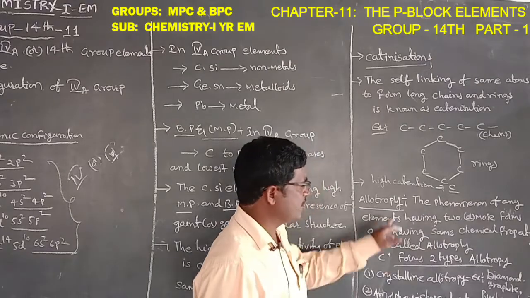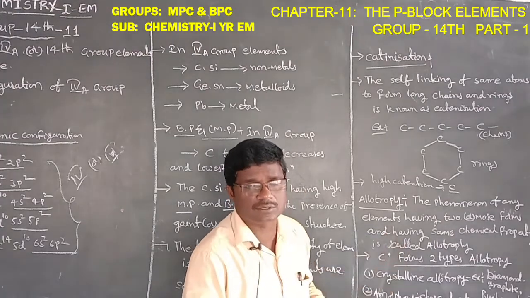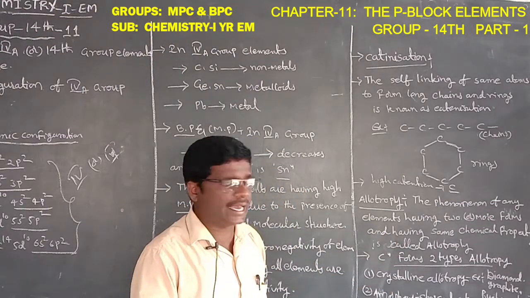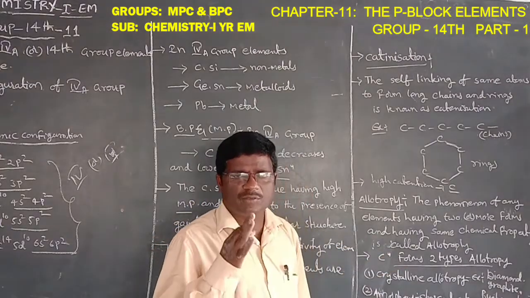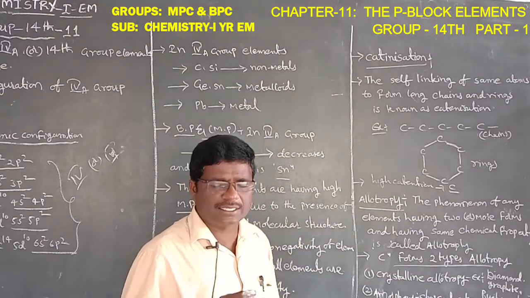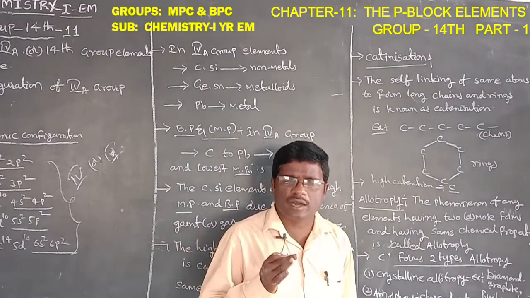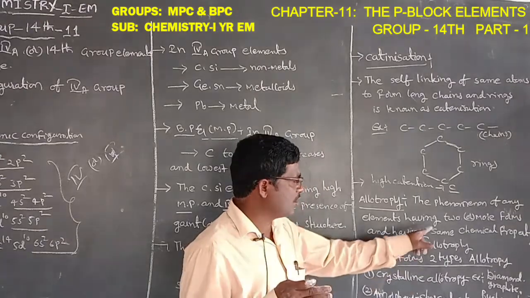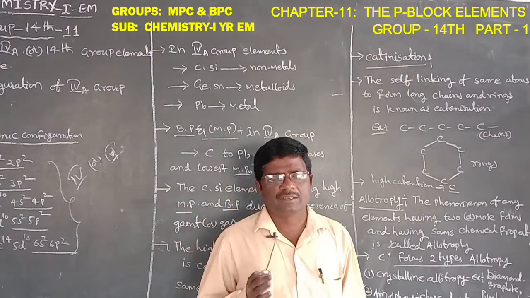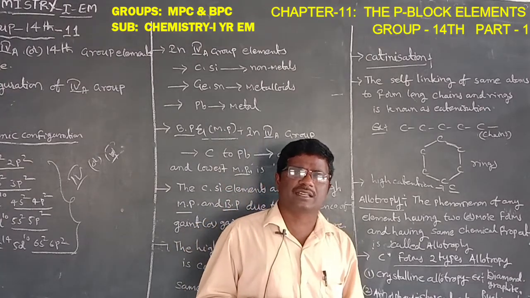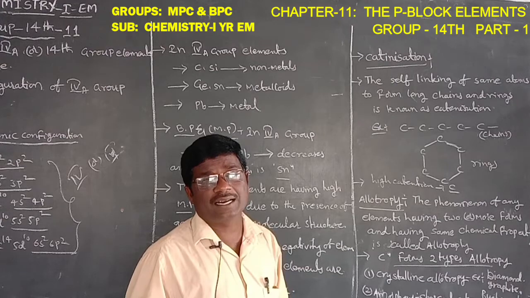Next, another one, allotropy. The phenomenon of an element existing in two or more physical forms, having two or more physical properties, and having the same chemical property is called allotropy. For example, in fourth A group elements, carbon and silicon are non-metals, germanium and tin are metalloids, and lead is a metal.